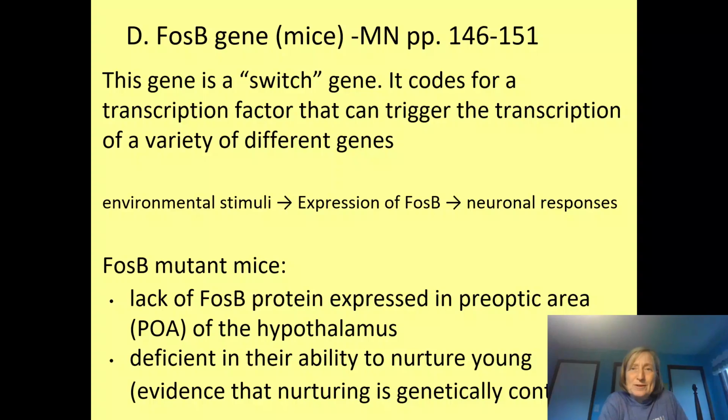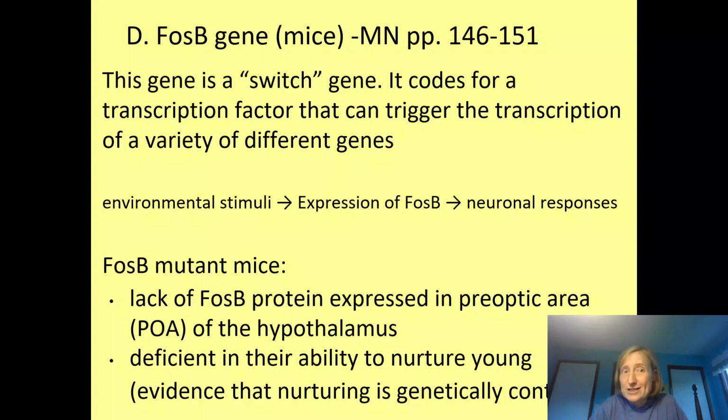Here's one more example, before we go on, of how a gene can contribute to behavior. This gene is called the FOSB gene. It's found in mice, it's found in humans, it's found in lots and lots of animals, and there's a small discussion about this gene and its effects in mice in our book on Mother Nature, pages 146 through 151, so take a look at that. This is called a switch gene, which is kind of a generic term for it. If you're a biologist, you might know what this means.